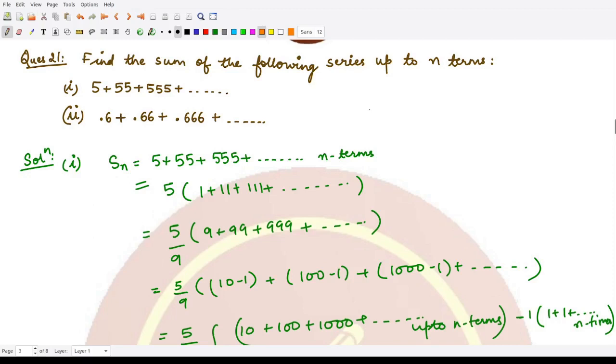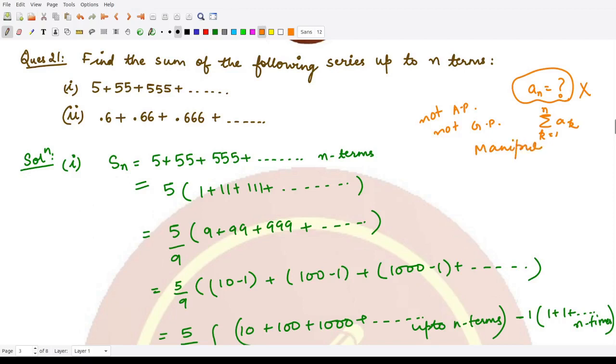You can clearly see this does not directly form any AP or any GP, right? This is not a GP or any AP. And it does not have a particular pattern so that we are able to find the nth term and then apply the sum formula up to this nth term. This is not possible in this case. Then what can be done here? Here little manipulation is required.